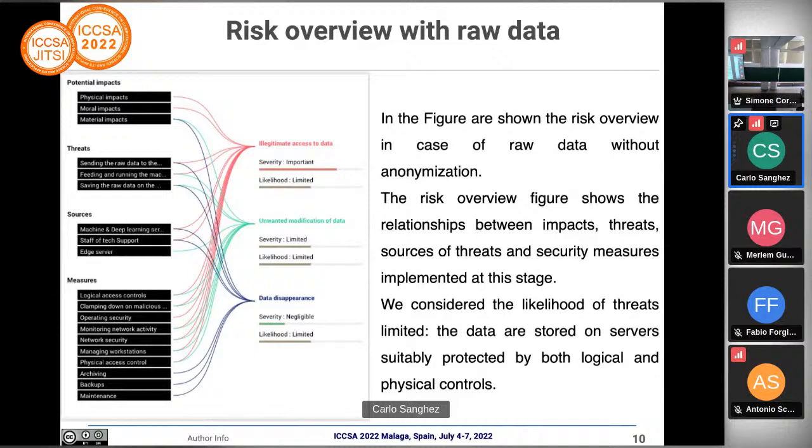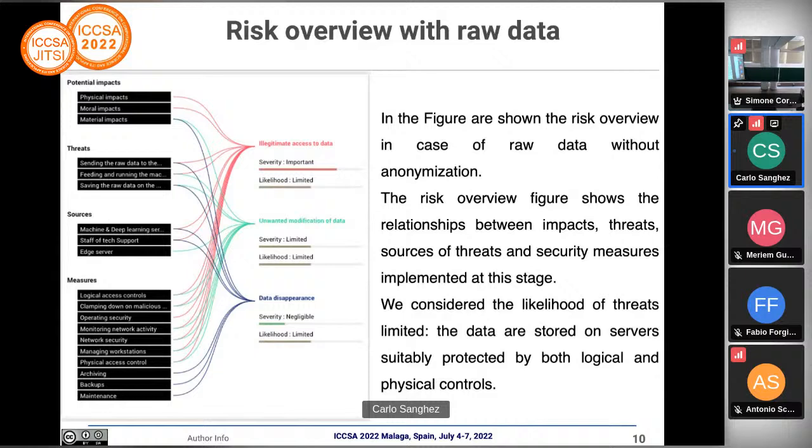I mean, logical access controls. They apply the best practice in terms of hardening servers and the systems, upgrading and patching servers, devices, routers, and they also apply the best practice in terms of backup, etc. The data protection impact assessment shows us the possible events that we must care about in this situation, this configuration.